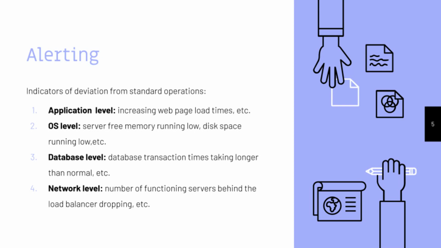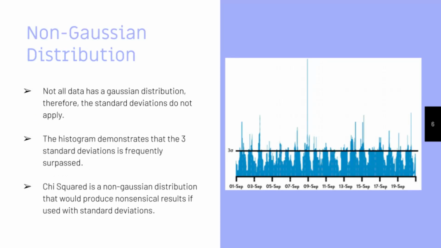In the provided list, there are 4 leading indicators that can catch issues early on, and hopefully before they become severe problems. Not all datasets work with the Gaussian bell. The example on the right shows a dataset that does not follow the bell shape and would regularly be 3 standard deviations from the mean, which would be everything above the black line. Instead of the bell shape, these datasets have chi-square distribution, which does not work with standard deviations. Netflix, however, came up with the solution for non-Gaussian distribution.